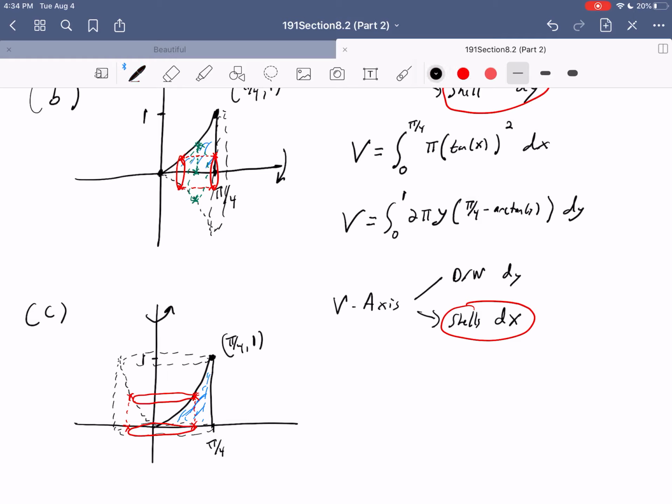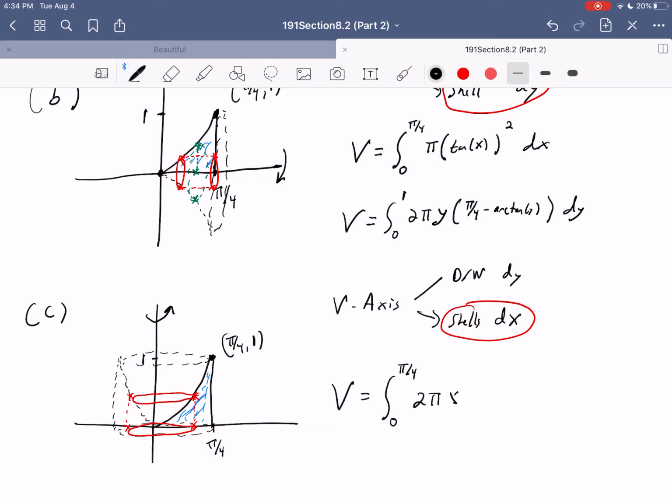All right, so that means the volume would be the integral. Of course, the bounds still from 0 to pi over 4, because we're working with respect to x. Then 2 pi. Radius here, well, it's going to be the distance from there to there, which is, of course, just based on your choice of x.